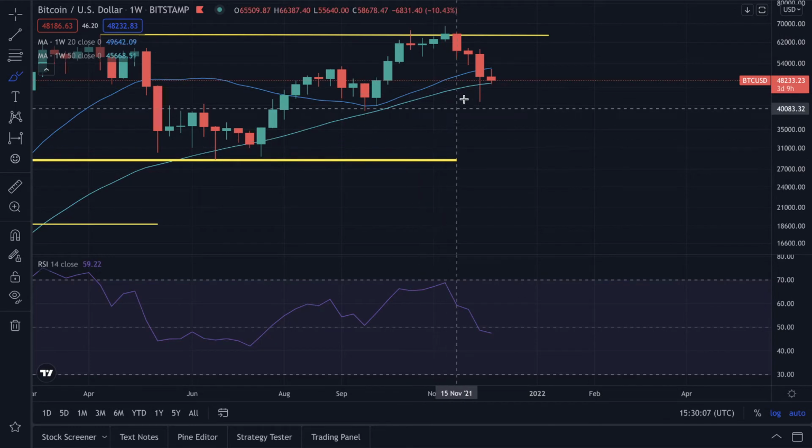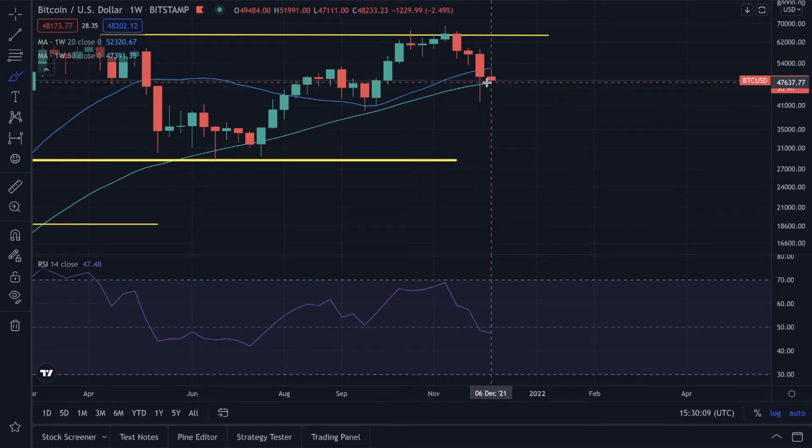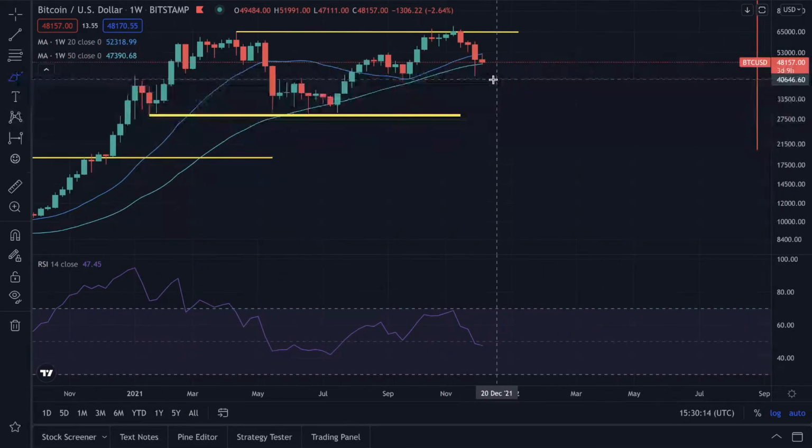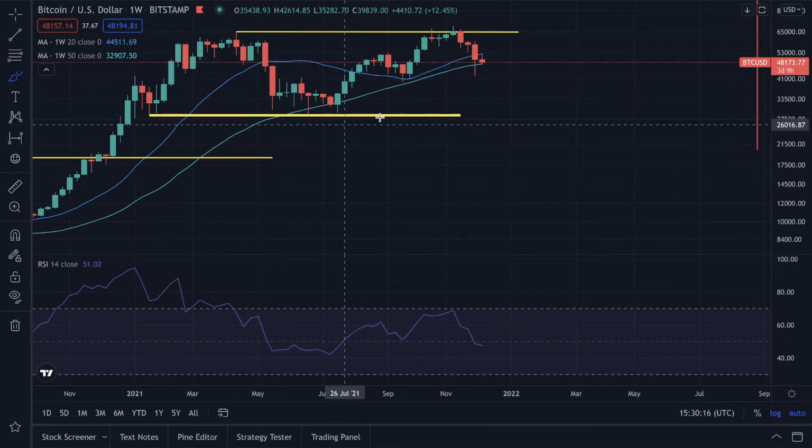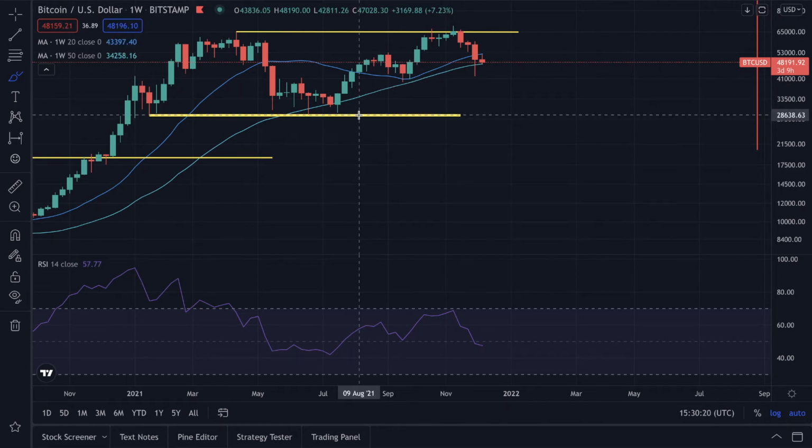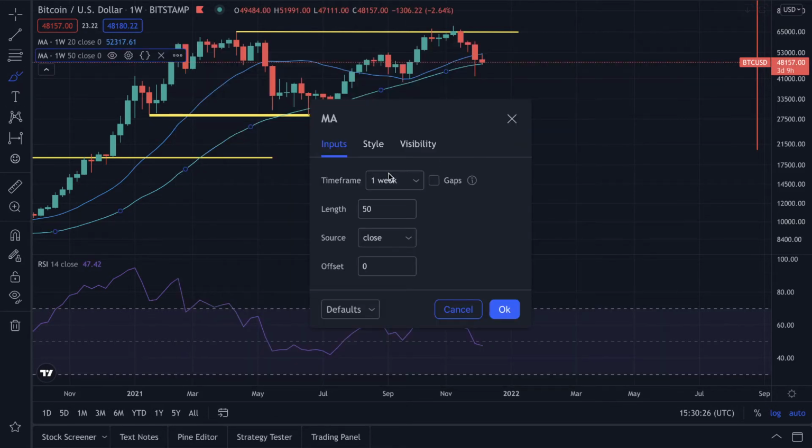However, if we break the 50-week moving average, even by this week or next week, then we could potentially see some kind of further downside move, whether that is to the previous line of support at $28,000, $29,000, or potentially even lower.